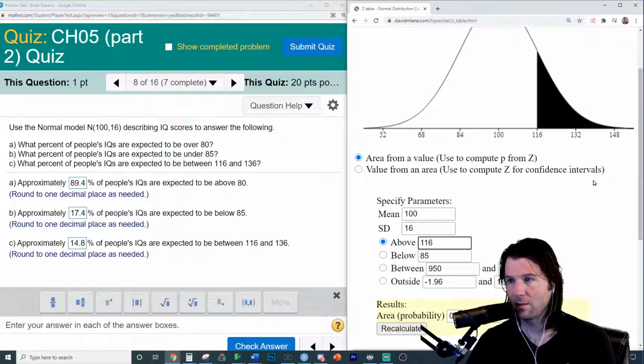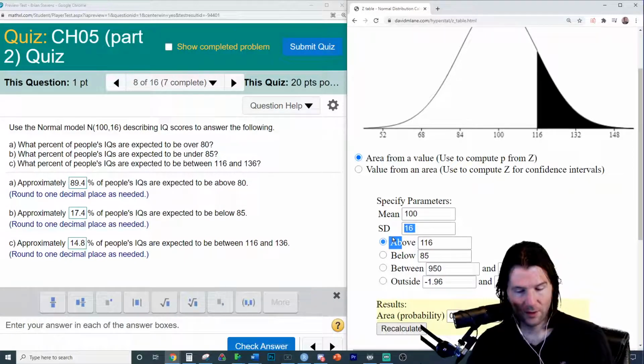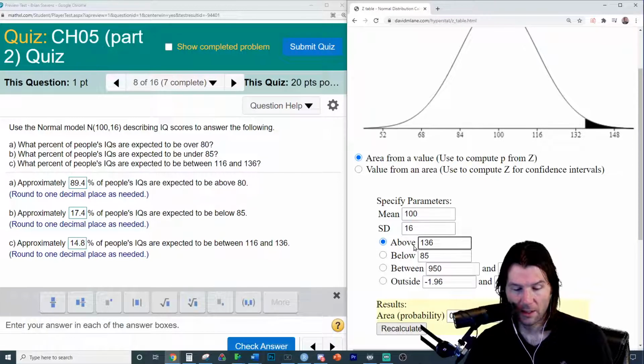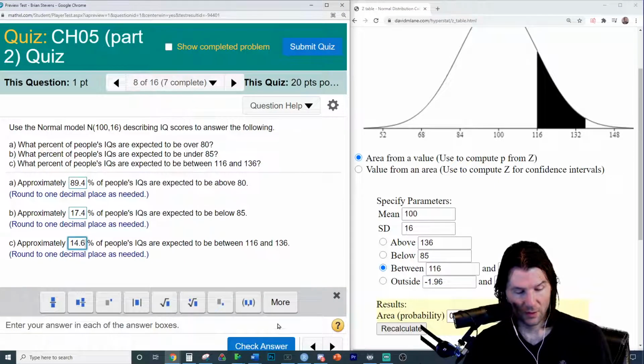And then above 136 is here, which is the hard one because 2.5 is above here. So that means about 1.5 is above there. So 136, 1.2%. We could subtract those areas, but we can just go between, since we have the applet. Oh, so close. We're really good.